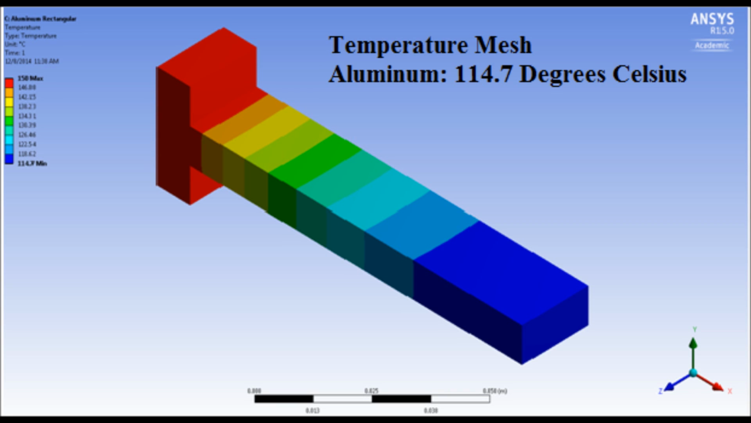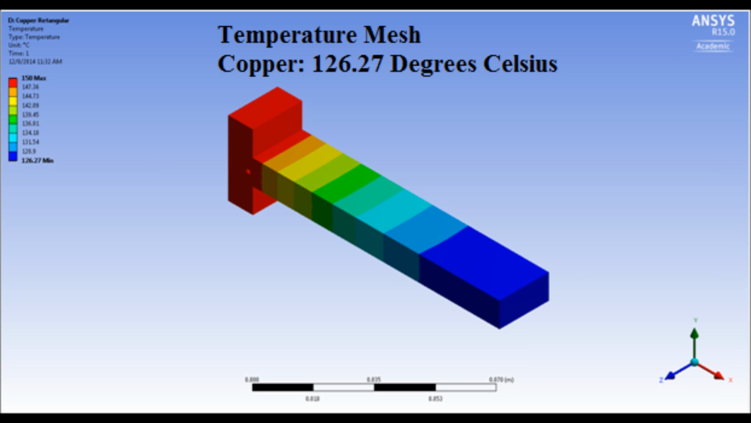The aluminum rectangular fin had a temperature of 114.7 degrees Celsius at the end of the fin when the base was maintained at 150 degrees Celsius. The rectangular copper fin had a temperature of 126.27 degrees Celsius at the end of the fin.